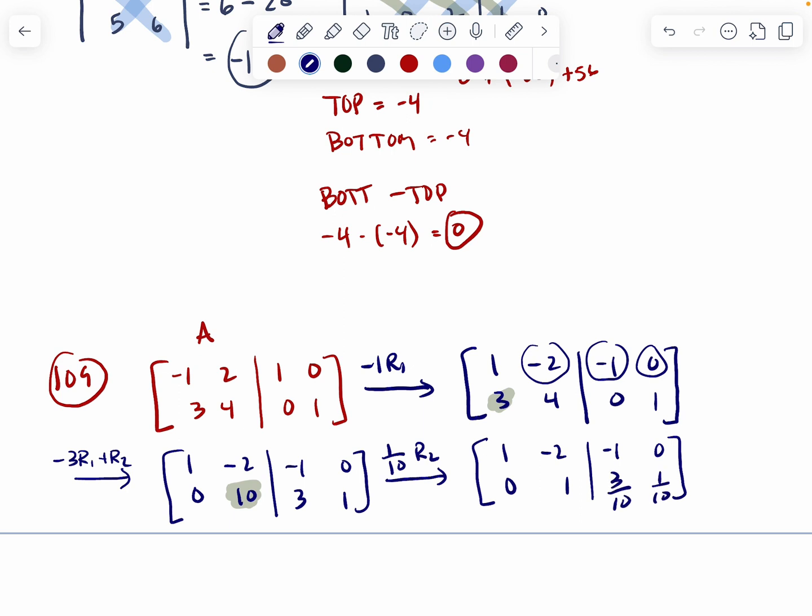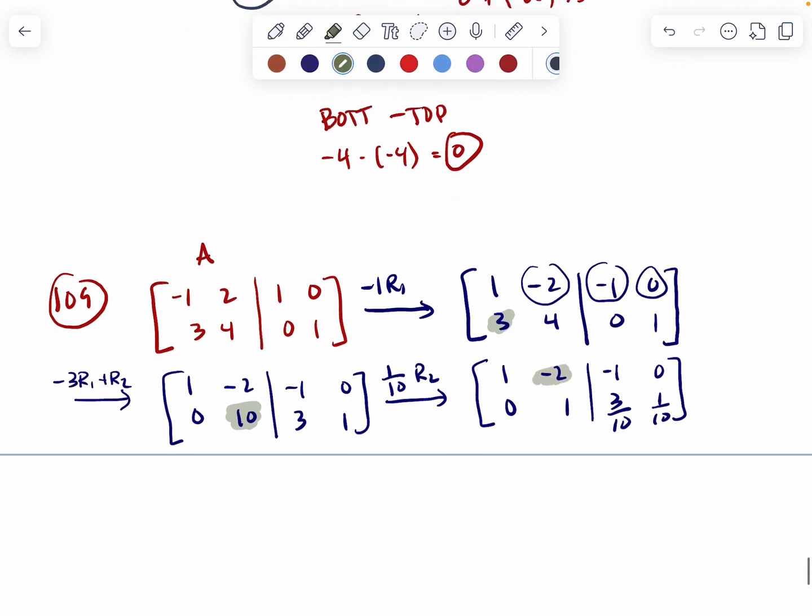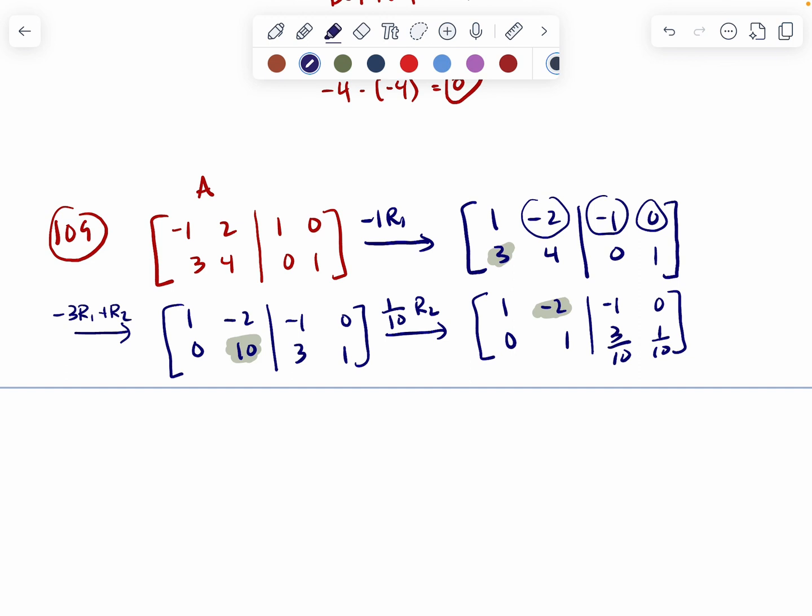Last but not least, I need to try to get this one here to be a 0. So for that one, I'm going to, oops, sorry. Who wants to score? Let's go!